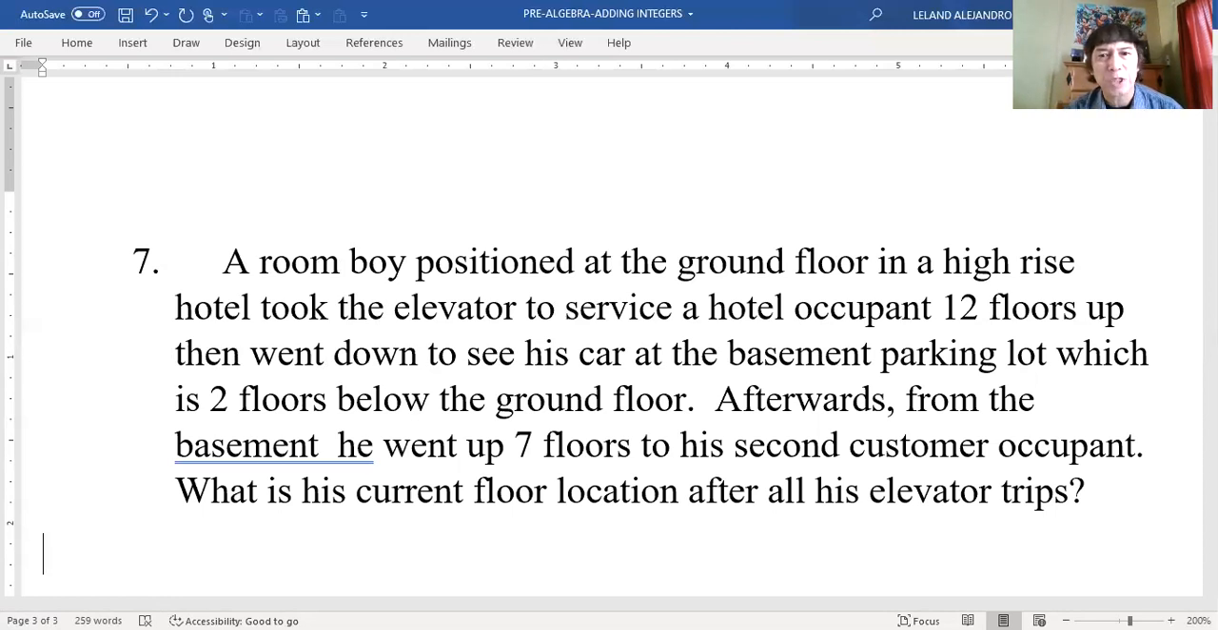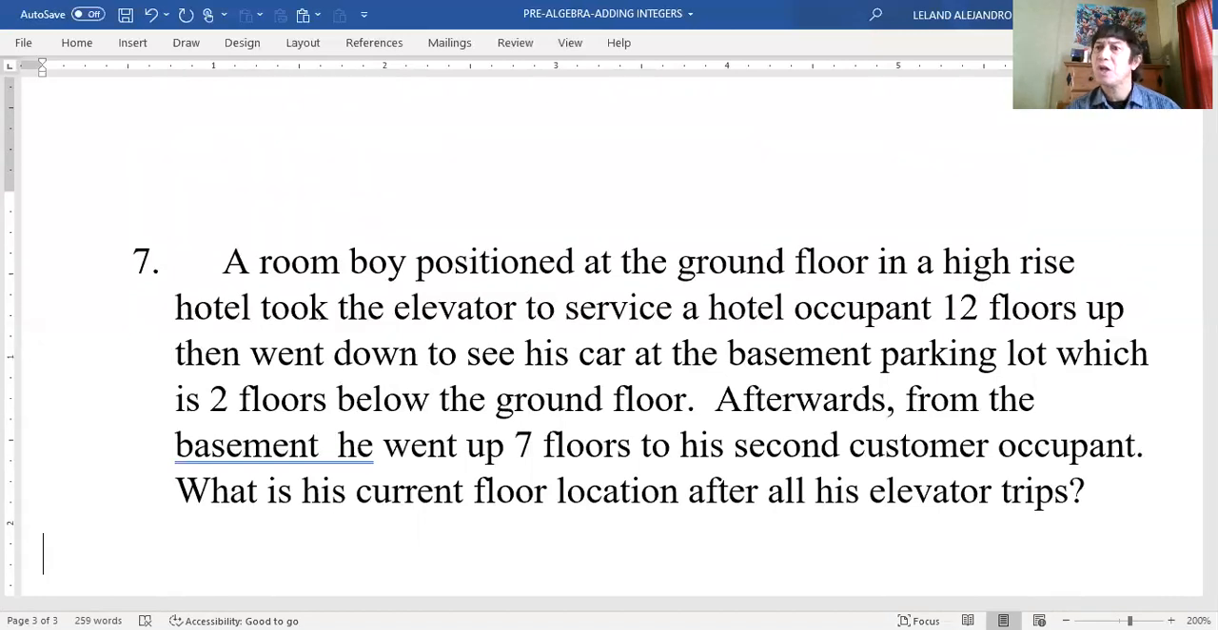A room boy positioned on the ground floor in a high-rise hotel took the elevator to service a hotel occupant 12 floors up, then went down to see his car at the basement parking lot, which is 2 floors below the ground floor. Afterwards, from the basement, he went up 7 floors to his second customer occupant. Question: what is the current floor location after all his elevator trips?